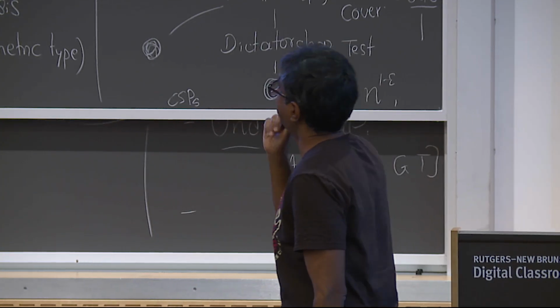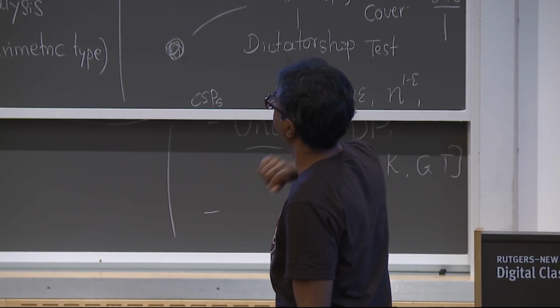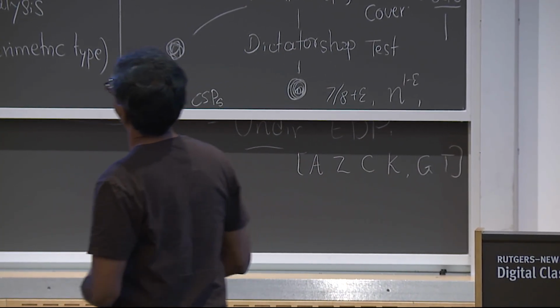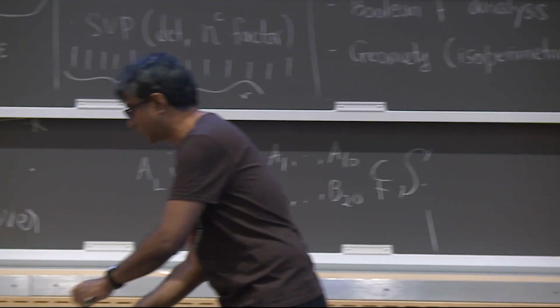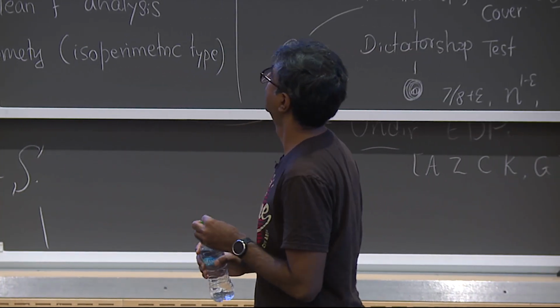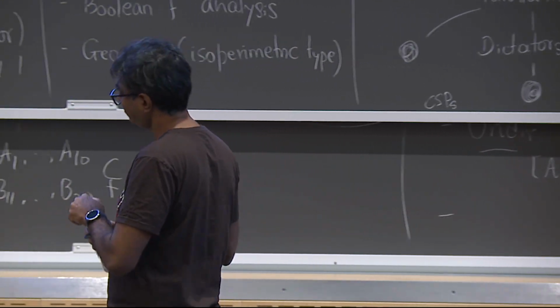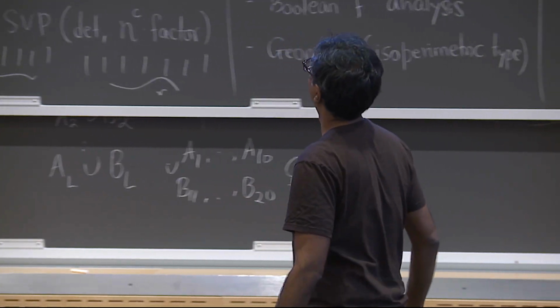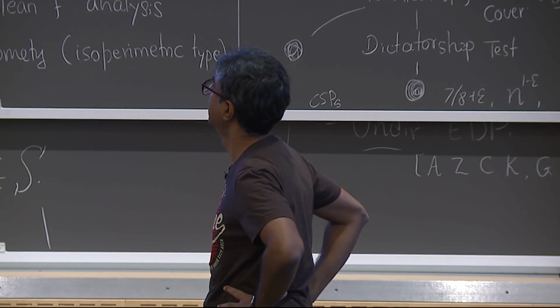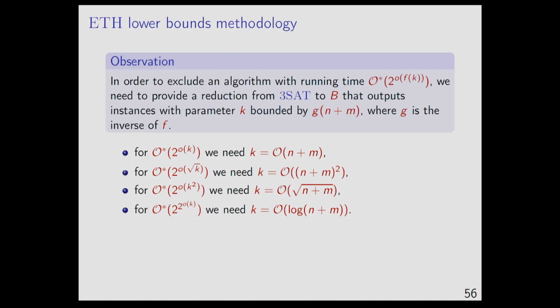Basically, if you want to exclude an algorithm with running time 2 to the power little o of f of k, we need to provide a reduction from 3-SAT to B. If you want to rule out a 2 to the little o of k algorithm, then your k has to be big O of n plus m. If you want to rule out a root k kind of algorithm, then you can allow your input to be n plus m whole square. A lot of reductions for planar instances actually blow up to a square, and that's perfectly valid because you do have a big O of root k kind of algorithm. So this is what you should expect.